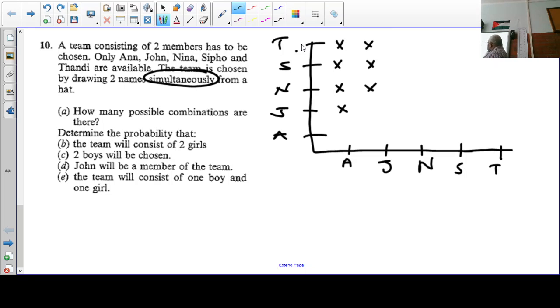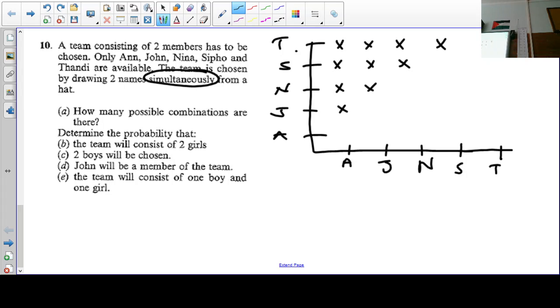So, Nina's combination at this point, could it be Nina and John? No. Why? I've considered it there already. It can be Nina and Sipo, Nina and Tandi. The only one left here is going to be Sipo and Tandi. I have considered Tandi and John already. I've considered Tandi and Sipo already. I've considered Tandi and Nina already. So those are my options. Can you see that, people?